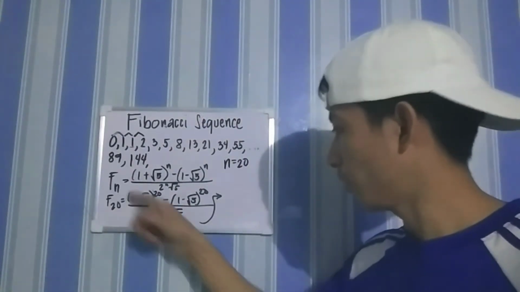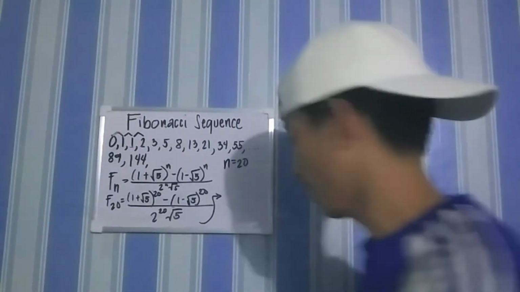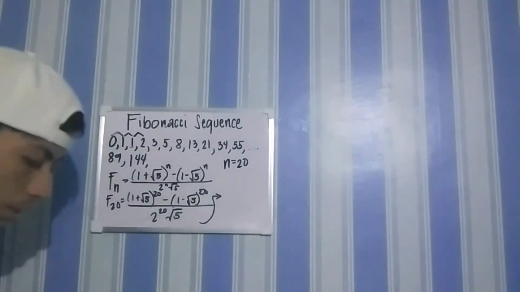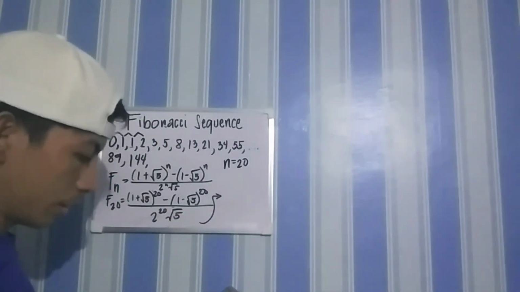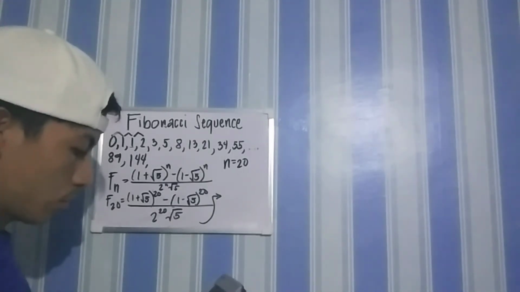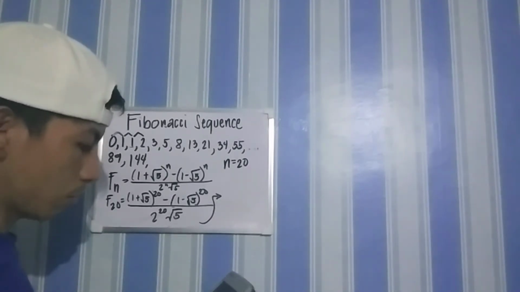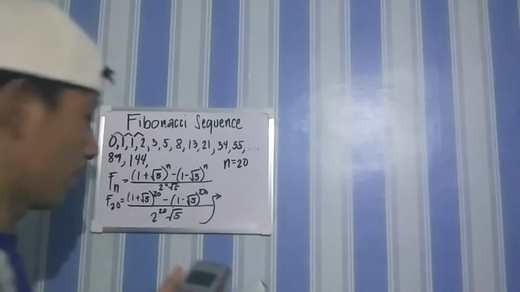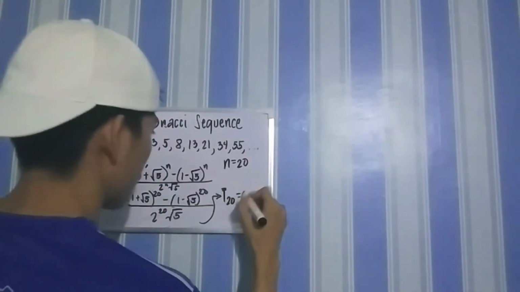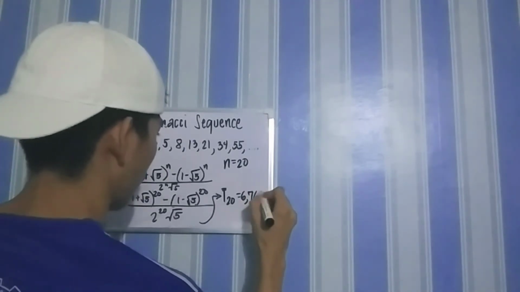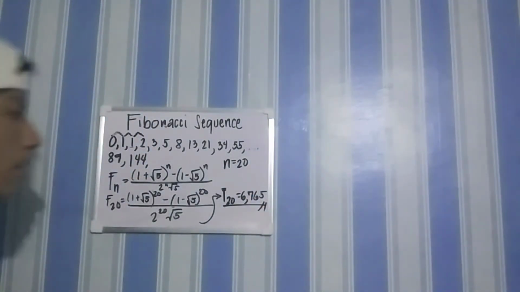So para mas madali, we're using our scientific calculator, no? Type nyo lang itong expression na to as is lang para mabilis natin makuha yung ating sagot or ating value for f sub 20. So, using our scientific calculator, type na natin expression na quantity of 1 plus square root of 5 raised to 20 minus quantity of 1 minus square root of 5 raised to 20 all over 2 raised to 20 times square root of 5. So our f sub 20 is equal to 6,765. That's the value for our f sub 20.